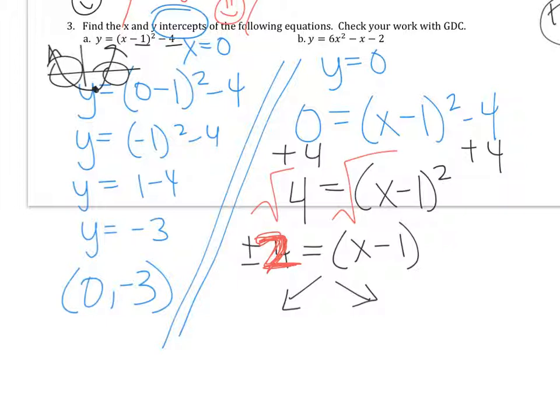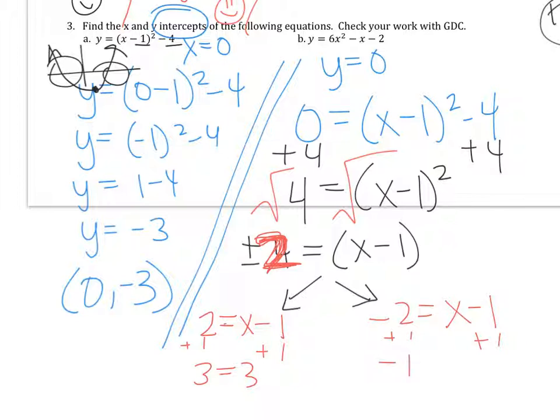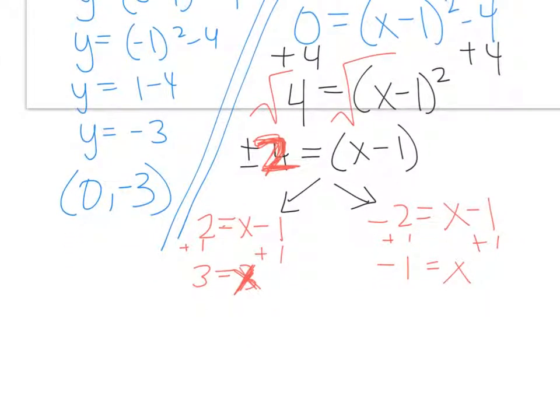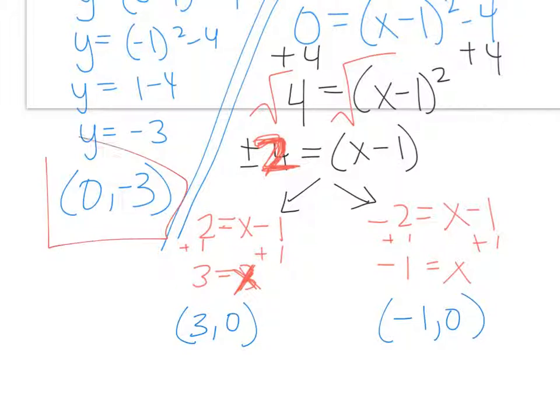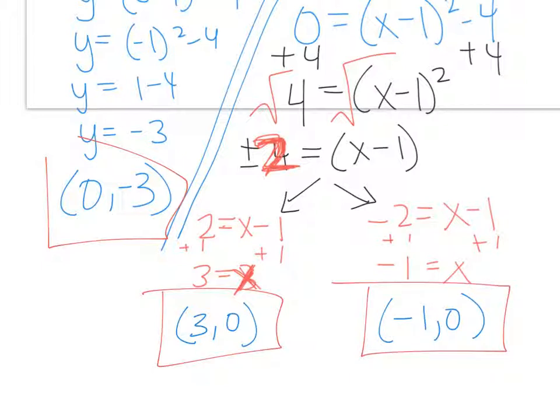Okay, so now we have 2 equals x minus 1, or negative 2 equals x minus 1. Now solve for x. Plus 1 here, plus 1, this one gives us 3, and this one gives us negative 1. Oops, I just wrote 3 equals 3. Again, you want to write this as a coordinate point. So your coordinate points would be 3, comma 0, and negative 1, comma 0. So there's everything that they're looking for in this problem.